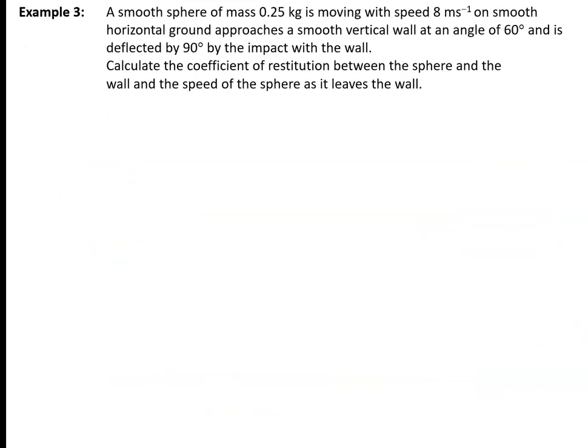Example 3, we've got a smooth sphere of mass 0.25 kilograms moving with speed 8 meters per second on a smooth horizontal ground as it approaches a smooth vertical wall at an angle of 60 degrees and is deflected by 90 degrees by the impact with the wall. Calculate the coefficient of restitution between the sphere and the wall and the speed of the sphere as it leaves the wall. Well, again, we need some diagrams.